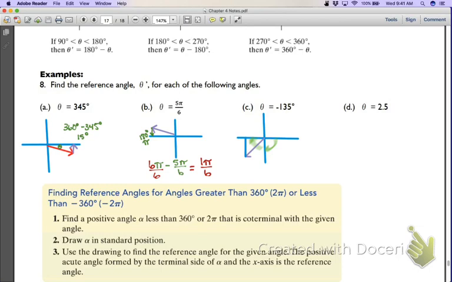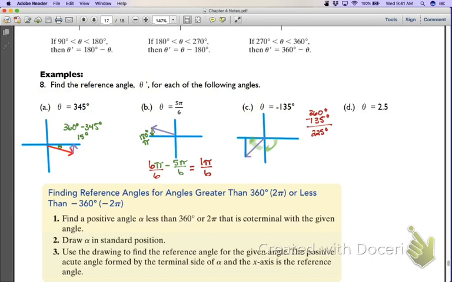So I got to do a little bit of work here. What's going to get me back to a positive value? 360. 360 to it. So 360 minus 135. So then where am I at? 225.